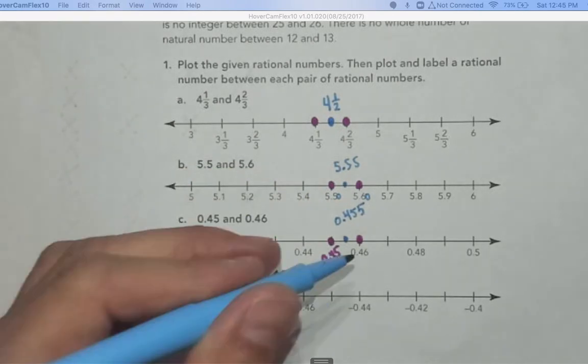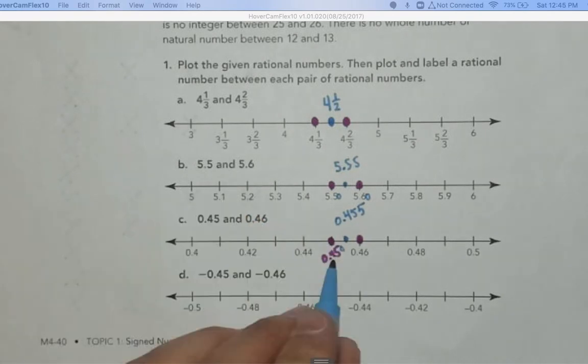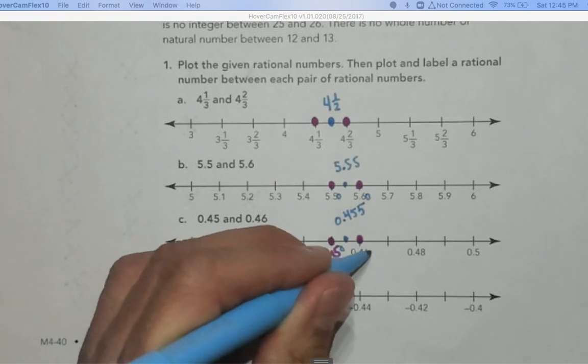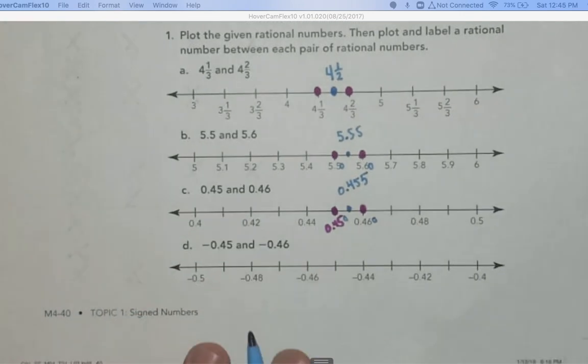And again, I could add a 0 here. So 45 hundredths is the same as 450 thousandths, and 46 hundredths is the same as 460 thousandths. I can add zeros to the end of a number until I'm blue in the face. And it still works with negative rational numbers as well. My mistake.